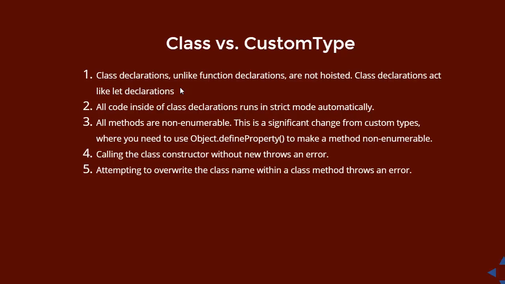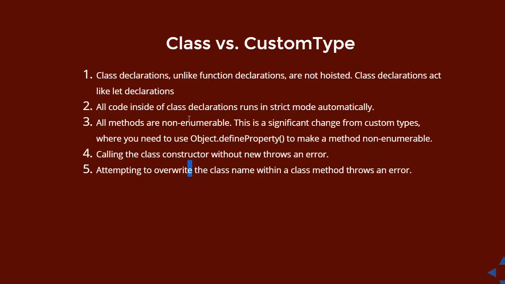Class declarations, unlike function declarations, are not hoisted. Class declaration acts like a let declaration. So whatever is in the class is not hoisted. That is actually a protection. It is using use strict. So everything is protected inside the class. All code inside the class declaration runs in strict mode. Okay, that is the main point, strict mode automatically.